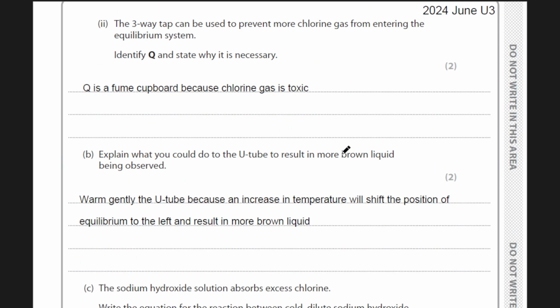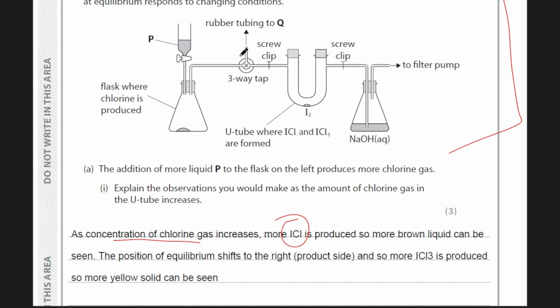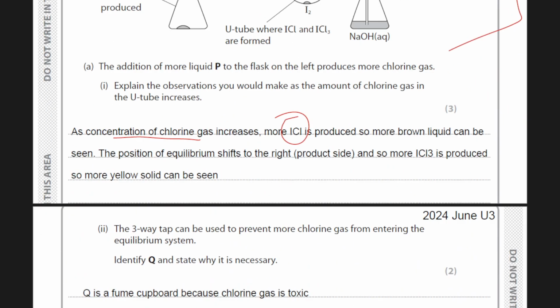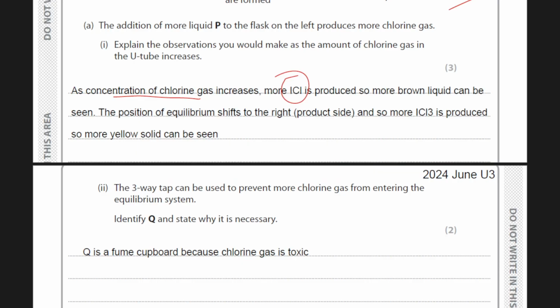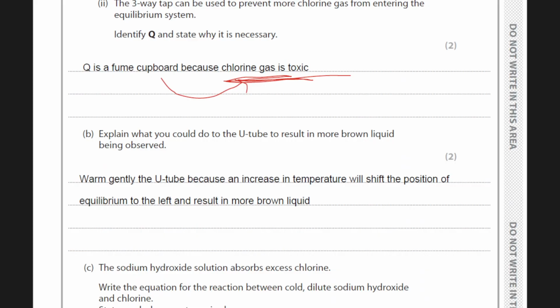Moving on, a three-way tap can be used to prevent more chlorine gas from entering the equilibrium system. Identify Q and state why it is necessary. Now, this is Q down here. Q is basically a fume cupboard, because we tend to perform this inside a fume cupboard because chlorine gas is toxic. And since it's toxic, it's very harmful and detrimental for our health, especially for the person who performs this experiment.